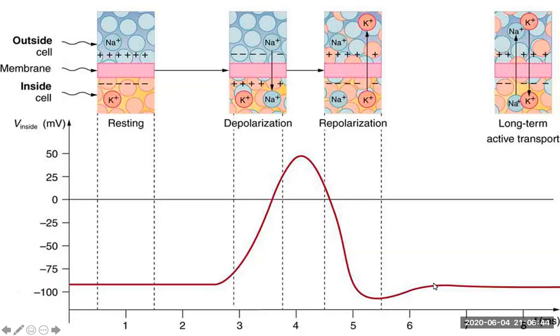And then long-term active transport refers to that sodium-potassium pump that tries to reestablish the gradient of having a higher concentration of potassium inside the cell and sodium outside the cell. So this is an active transport process, the sodium-potassium pump. It transports 3 sodium out of the cell for every 2 potassium it transports into the cell. This is an active transport process, so it requires ATP for that.